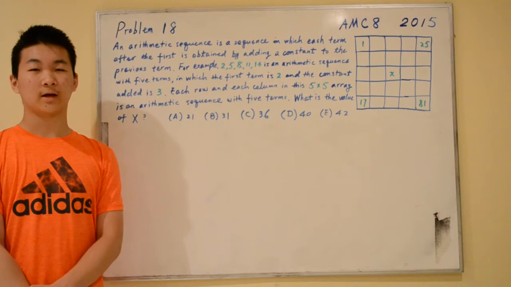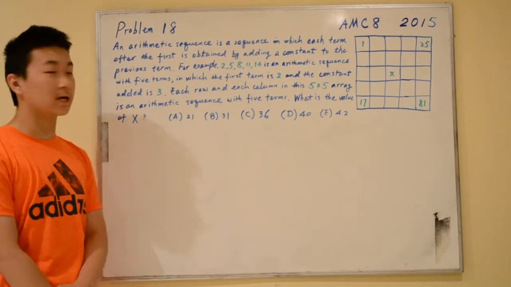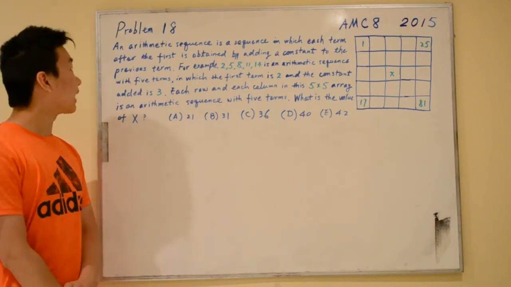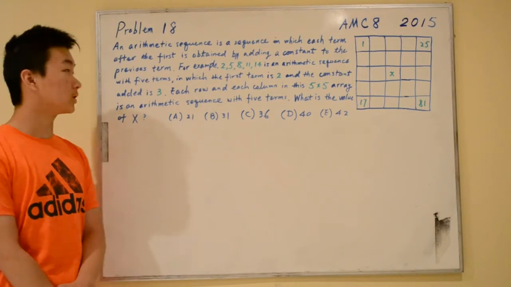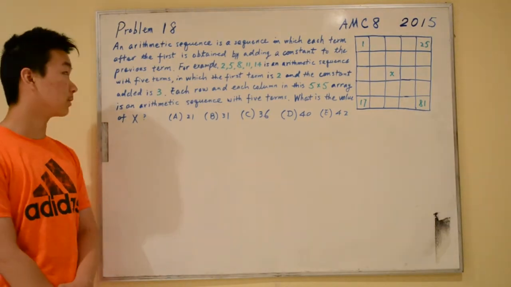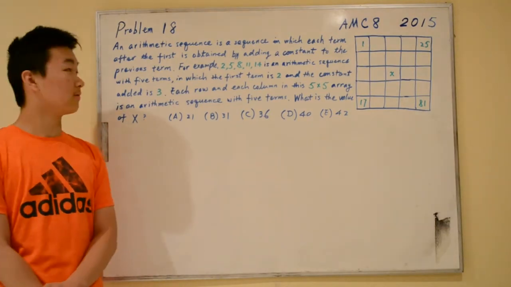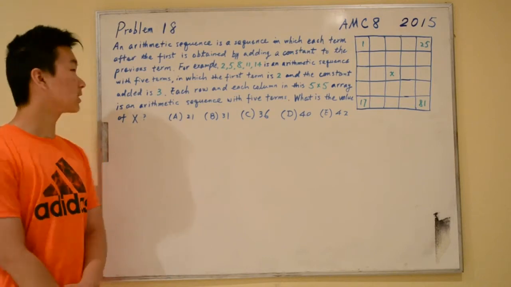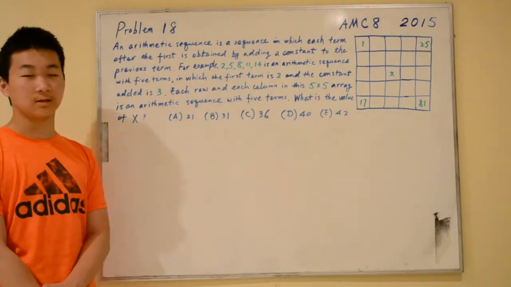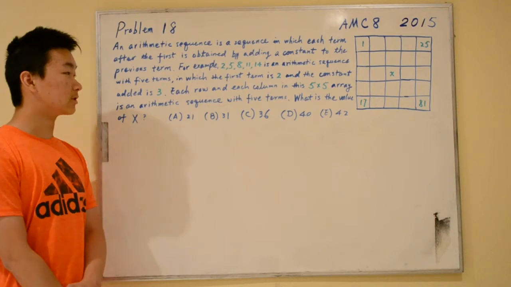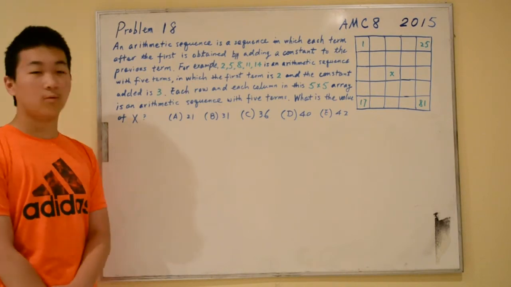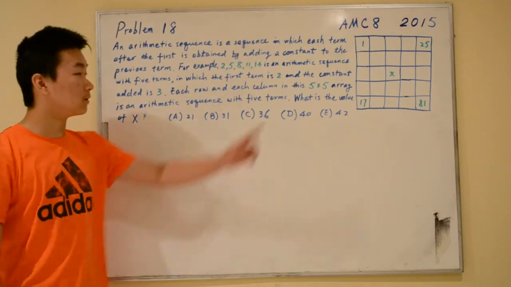Hi, I'm Oliver Jiang, and today I'll be showing you how to solve problem number 18 from the 2015 AMC 8. So the problem reads: an arithmetic sequence is a sequence in which each term after the first is obtained by adding a constant to the previous term. For example, 2, 5, 8, 11, 14 is an arithmetic sequence with 5 terms in which the first term is 2 and the constant added is 3. Each row and each column in this 5 by 5 array is an arithmetic sequence with 5 terms. What is the value of x, which is in the middle over there?